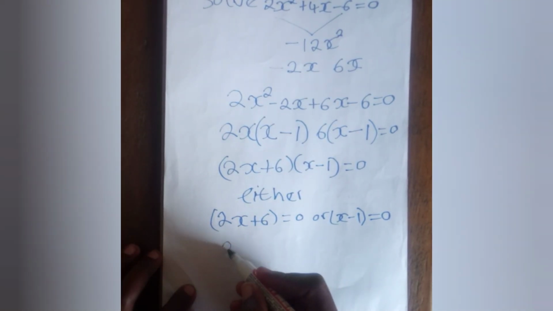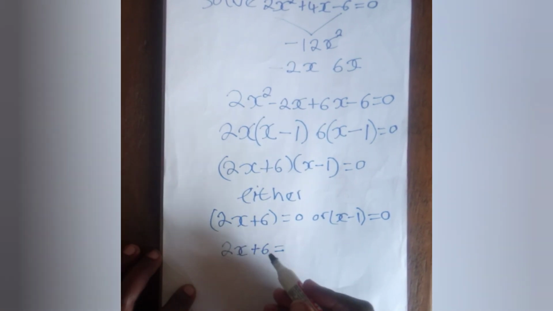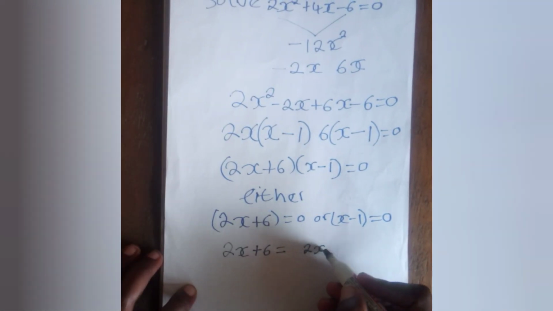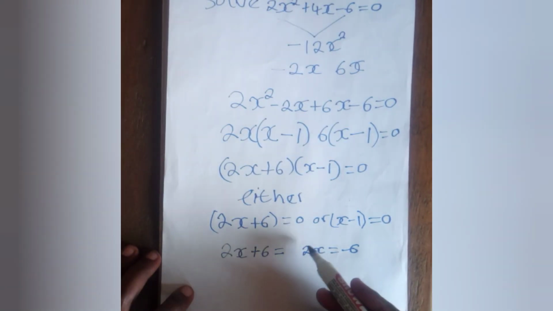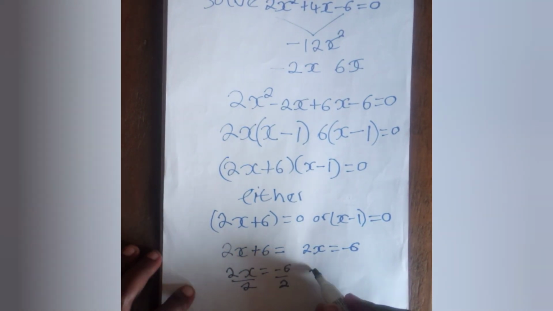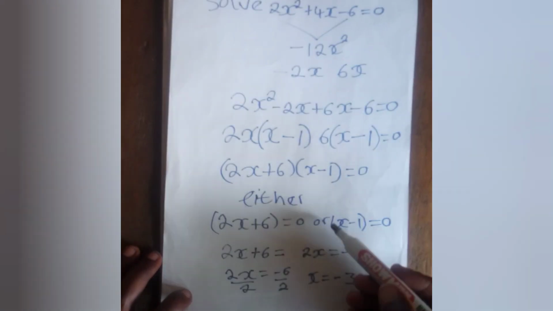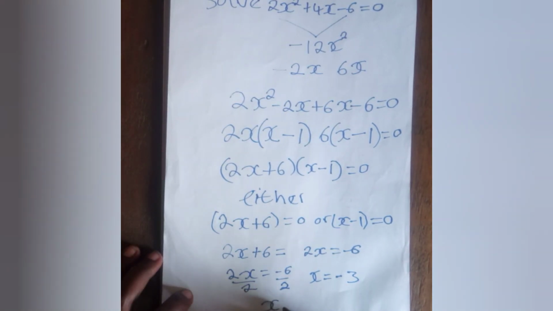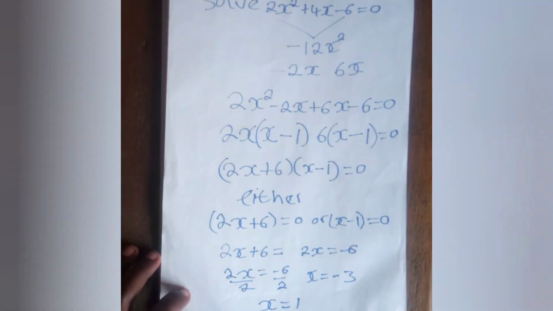Then we rewrite 2x plus 6 is equal to 0. Then we get 6 to the other side of the equals sign, which becomes -6. Then 2x is equal to -6. We have to make x the subject. Then we find that x is equal to -3. Now x is equal to +1 after we've taken 1 and put it to the other side of the equals sign. And that's the end of the problem.